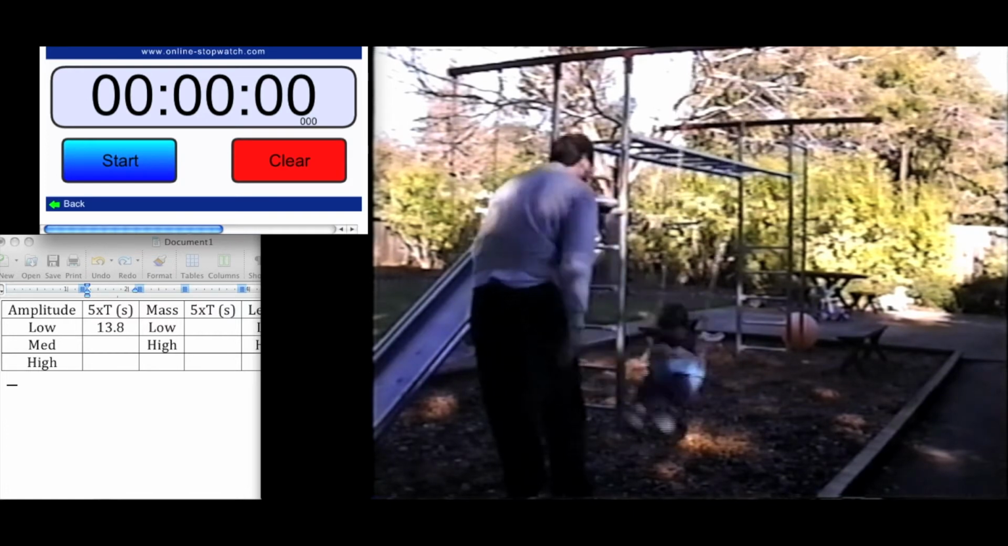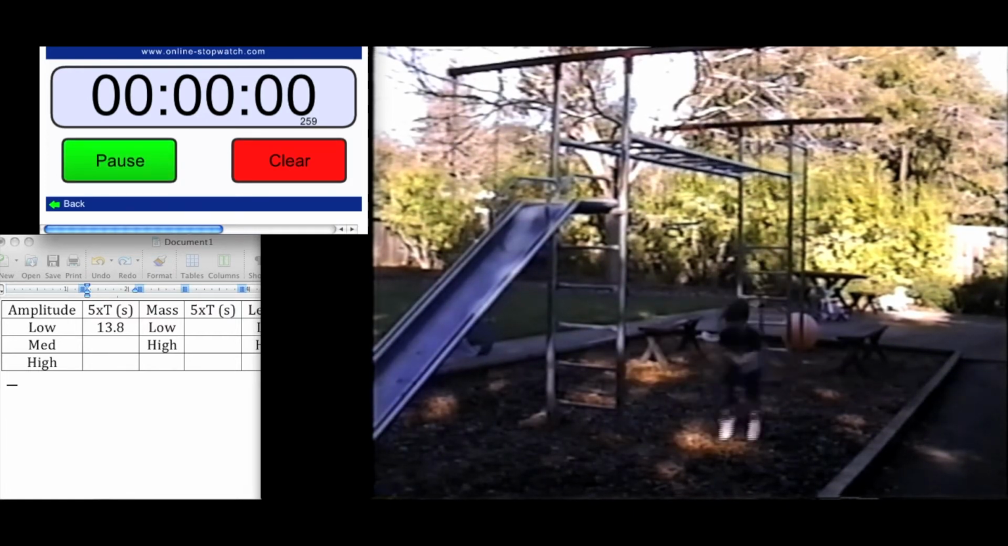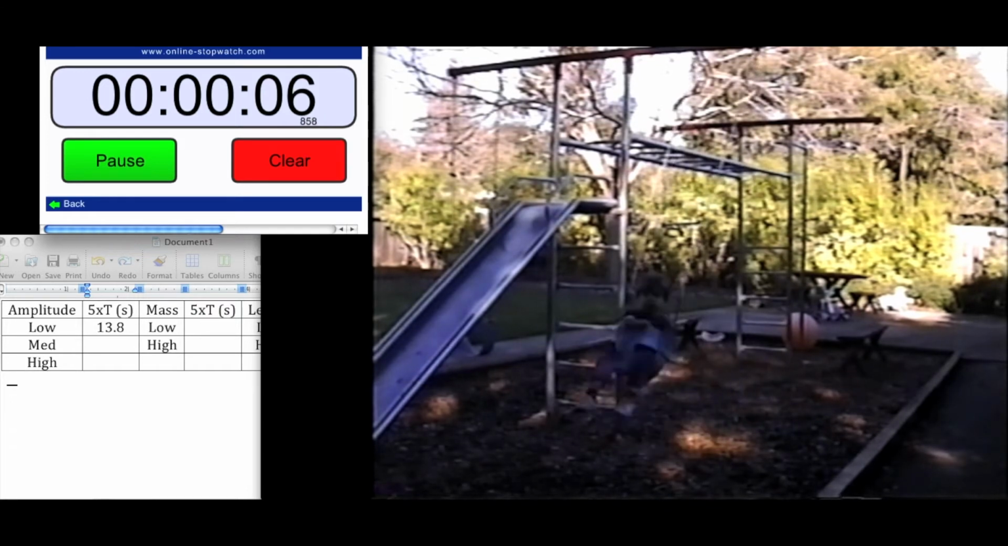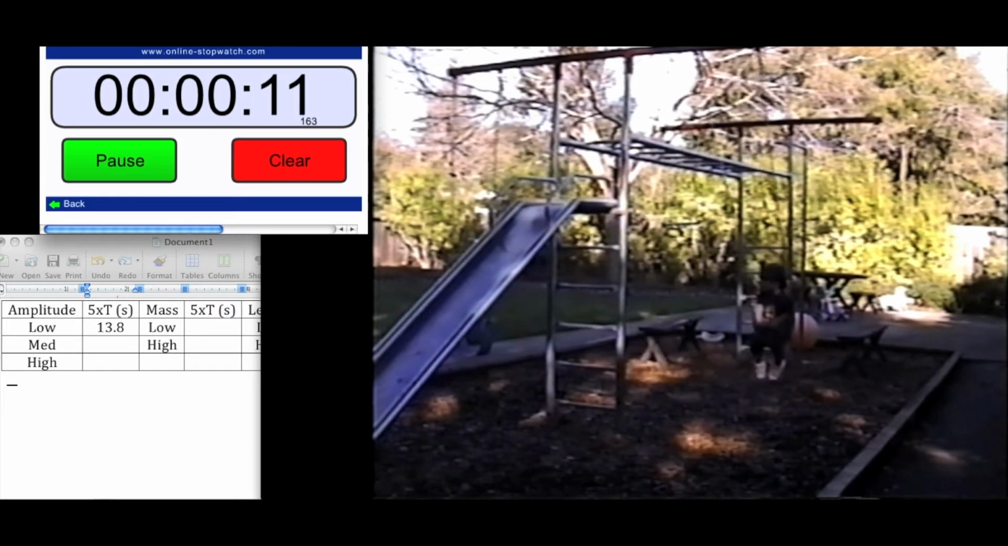So here we go, medium amplitude. Start it there. So 1, 2, 3, 4.